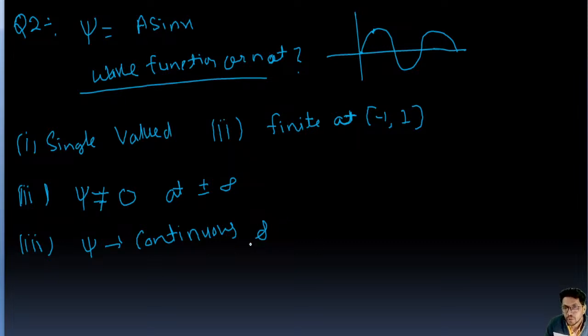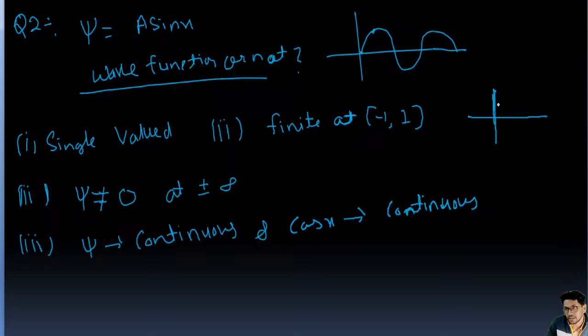So this is psi, and we take del psi over del x. The differentiation of sin x is cos x, which is also continuous. We'll check which conditions are not satisfied. This is continuous because the cos x graph is like this, starting from here, so this is also continuous.